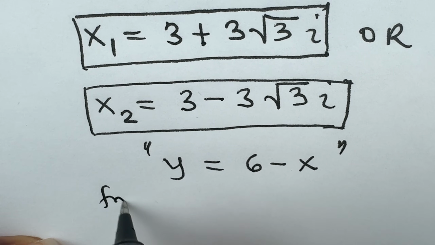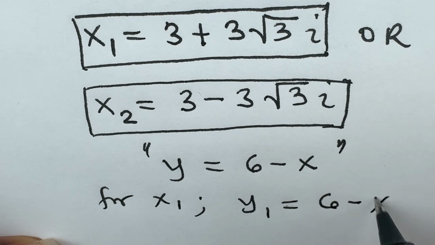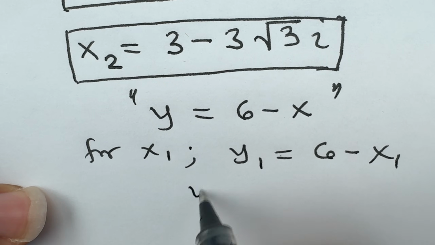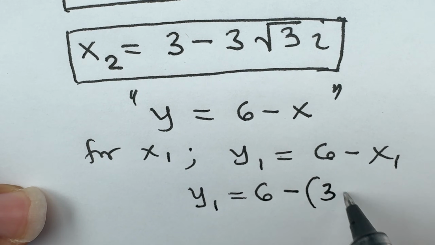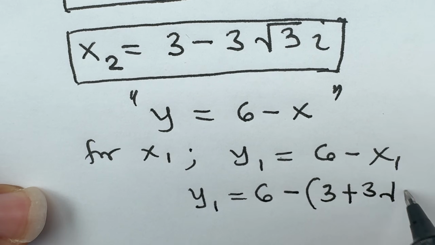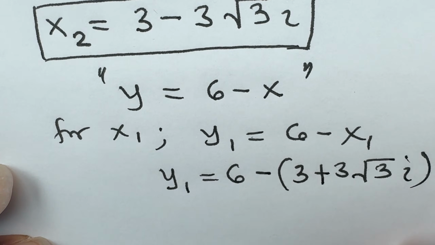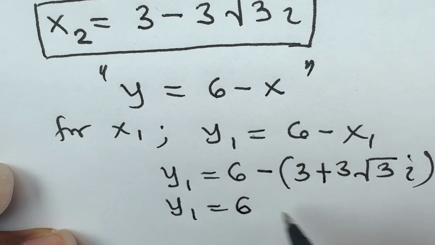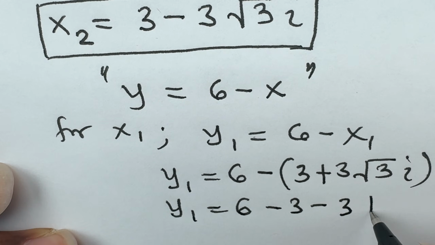So for x1, y1 is going to be 6 minus x1. And this will give us y1 is equal to 6 minus 3 plus 3 root 3i, which will give us y1 is equal to 6 minus 3. Minus times plus is minus 3 root 3i.